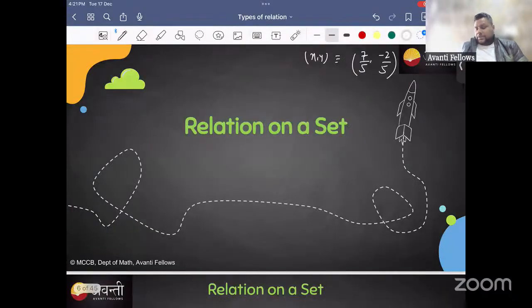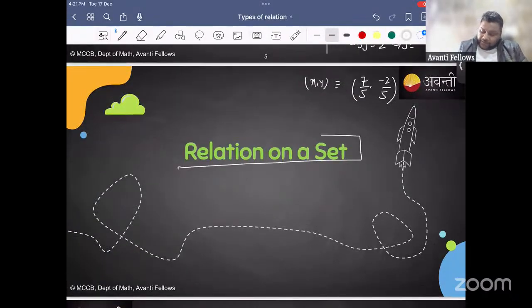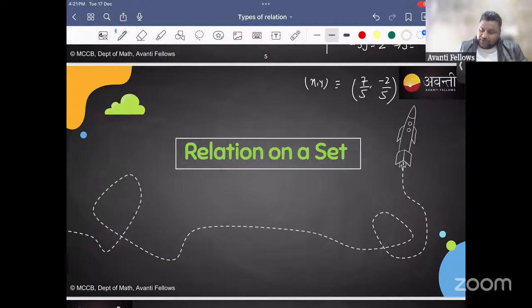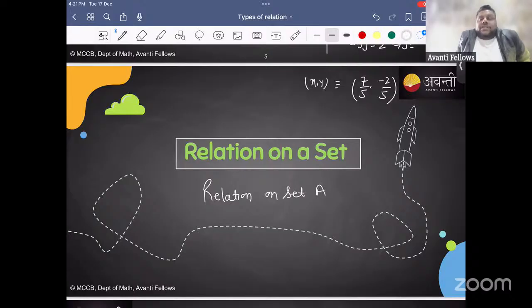Now, this is a very important word. Mostly in 12th class, we will be talking about this only: a relation on set A. Generally, what we are talking about as of now is a relation defined from set A to set B. Isn't it?